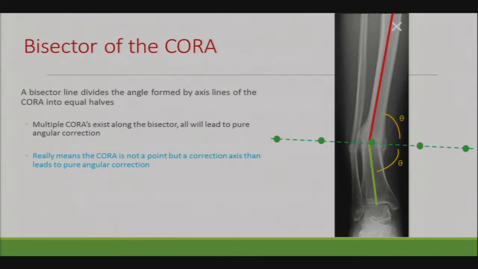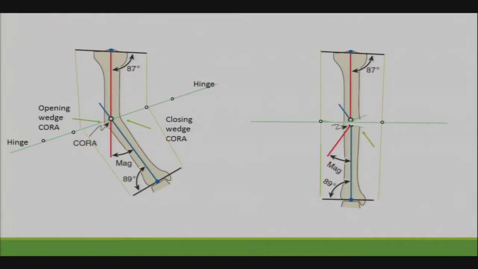And so the reason this was first described is that in the old Ilizarov frames with hinges, imagine a ring here and a ring here, and then rods. This would tell you where to place your hinges to get pure angular correction if you're along that bisector line. So again, the bisector line splits the angle of the deformity in half.